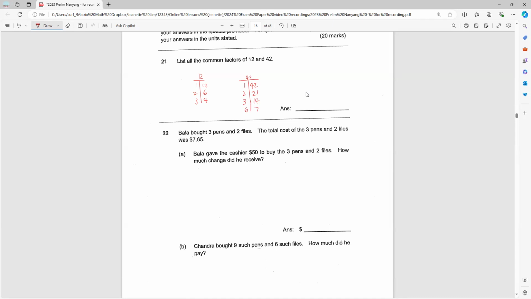Okay, so all the common ones will be 1. We have 2. We have 3. And that's all. No, we have 6 also. Yes, 6. Okay, then we have 1, 2, 3, and 6.